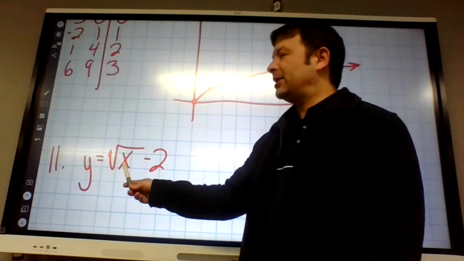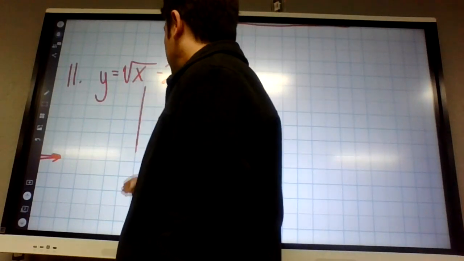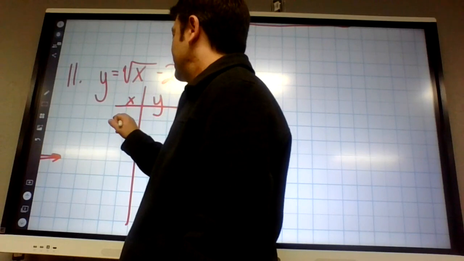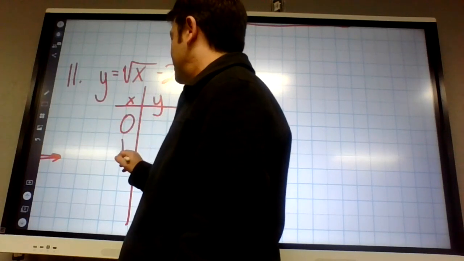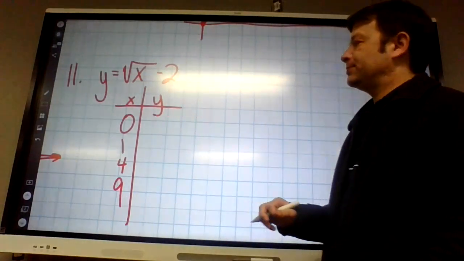Now, why is 11 easier? Because there's nothing outside the square root besides the x. So we can use the same numbers because they still have a square root.